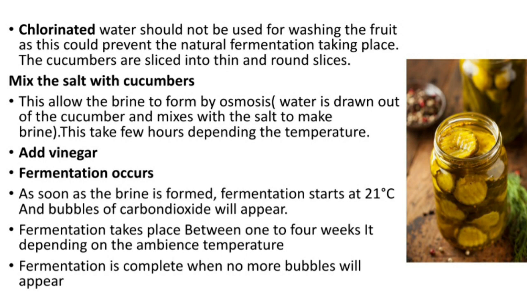The cucumbers are sliced into thin round slices. Mix the salt with the cucumber. This allows the brine to form by osmosis. This takes a few hours depending on the temperature. Add vinegar and finally the fermentation occurs.